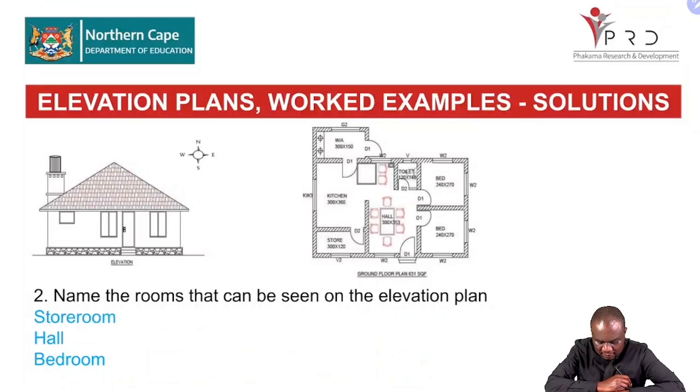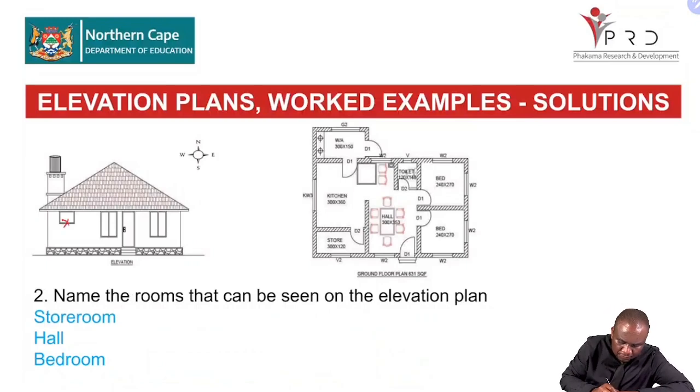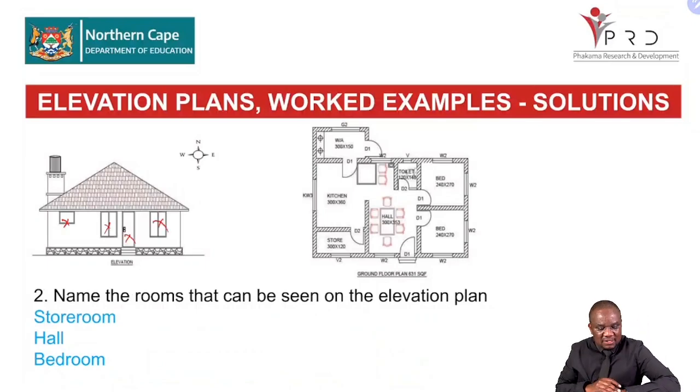Then 2. Name the rooms that can be seen on the elevation plan. Right. How do we see that? Which side is this? Let's look at the elevation plan and the floor plan. We have a window, we have a window, we have a door, we have a window. Which side is these? Not three, 4 things. There's a window, window, door, window.